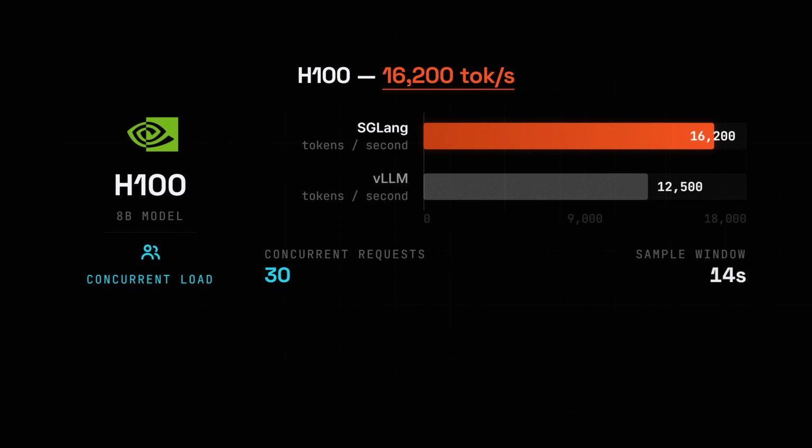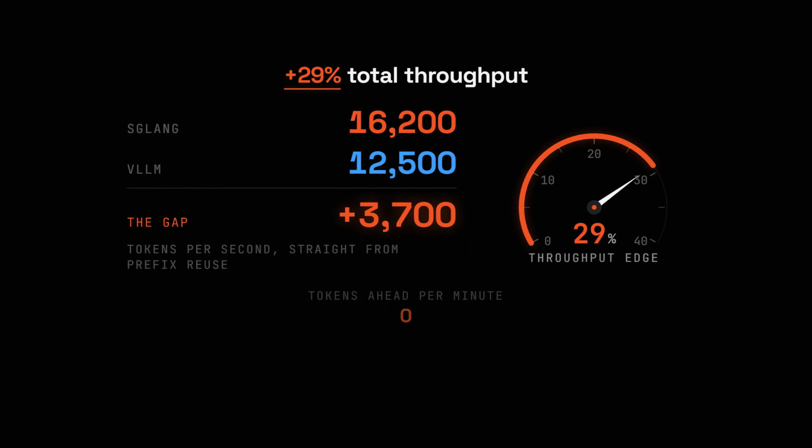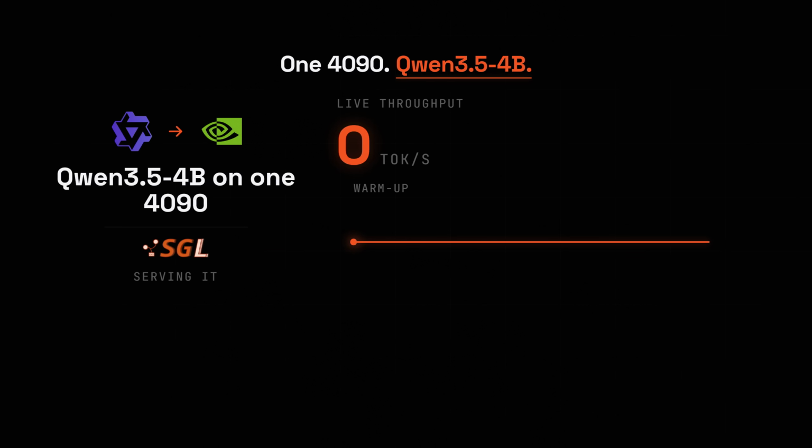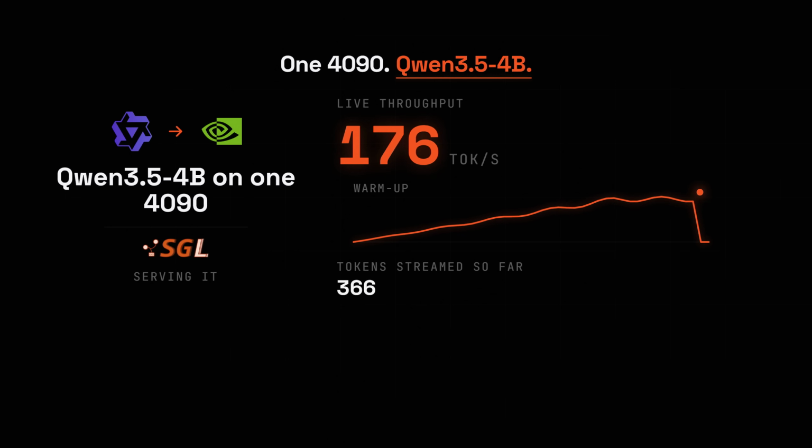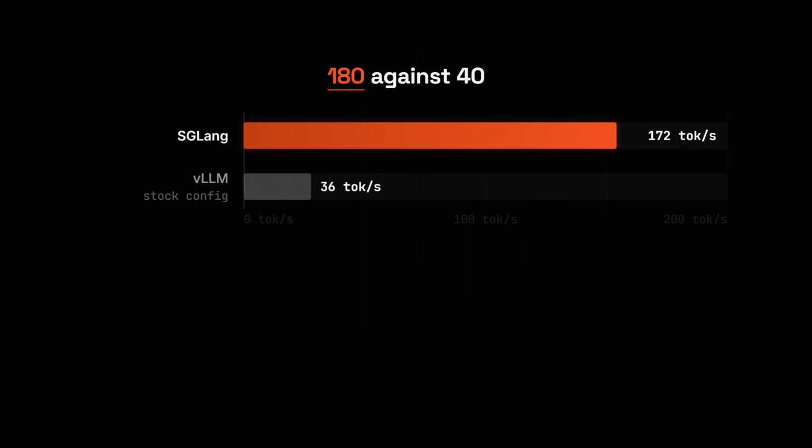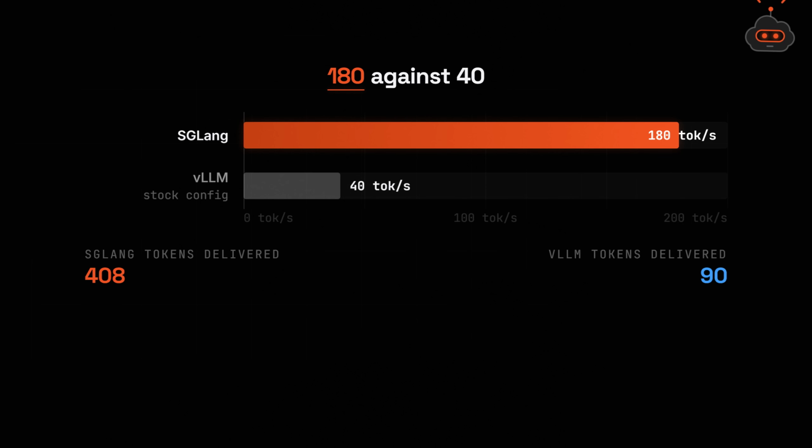In 2026, testing on an H100 serving an 8 billion model under concurrent load, SGLang pushed roughly 16,200 tokens a second against vLLM's 12,500, about a 29% edge on total throughput straight from the prefix reuse. It shows up on hobby hardware too. In one report serving Qwen 354B on a single 4090, SGLang streamed about 180 tokens a second, where a stock vLLM config managed 40. Same card, same weights; the reuse is doing the work while the other server redoes it.